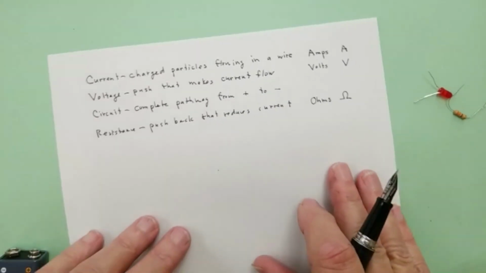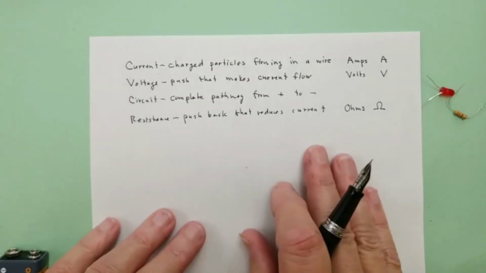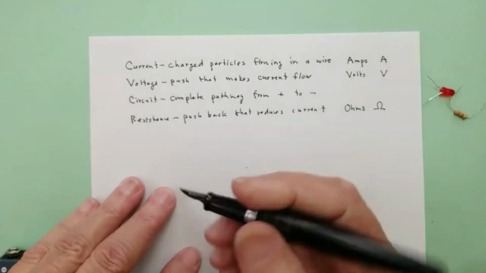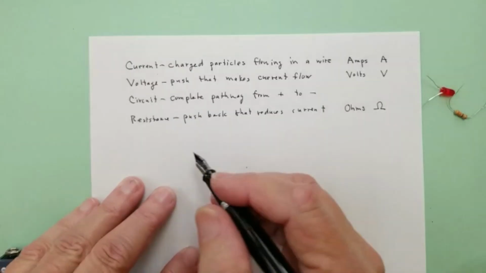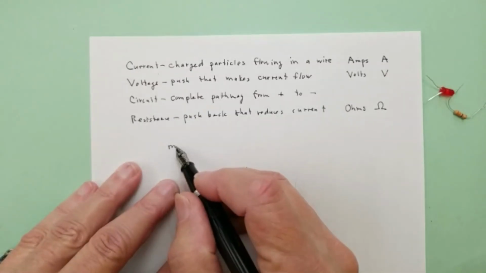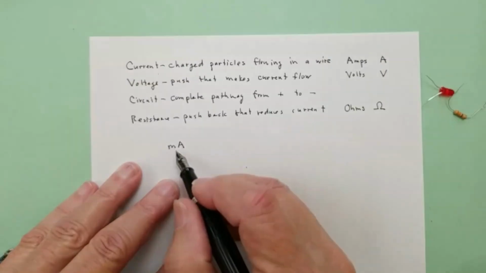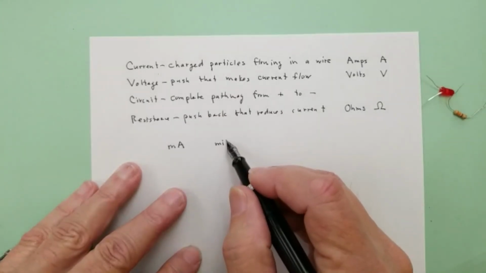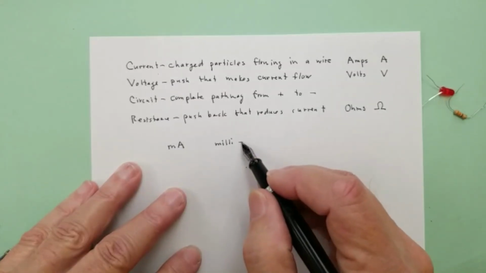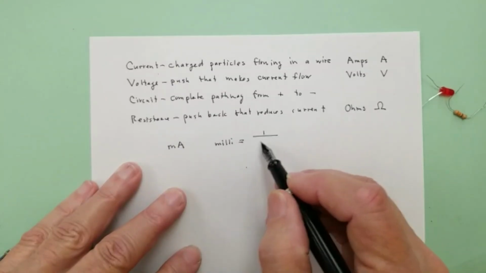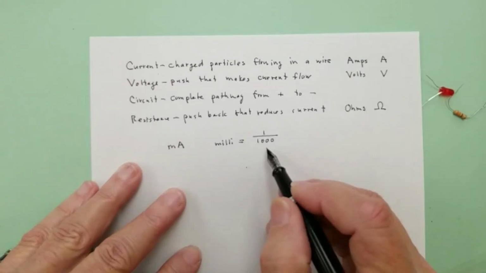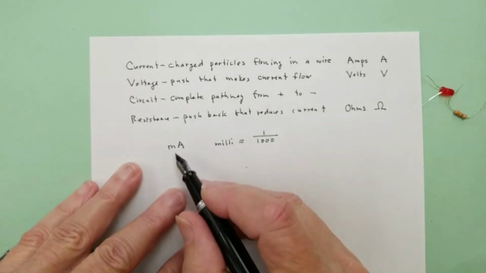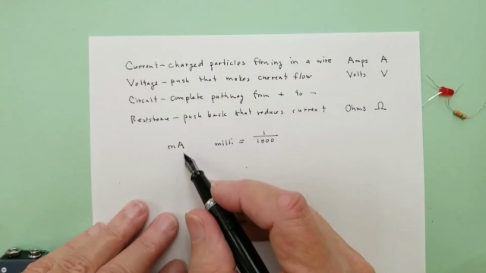Another thing that you need to be aware of is in electricity, we use the metric system. So, for example, if we wanted a very small number of amps, you might see someone write it like this: mA, a small m, and then a capital A. The m here stands for milli, which means 1/1000th. So a milliamp is 1/1000th of an amp. We would use something like this if we were doing a much smaller current.